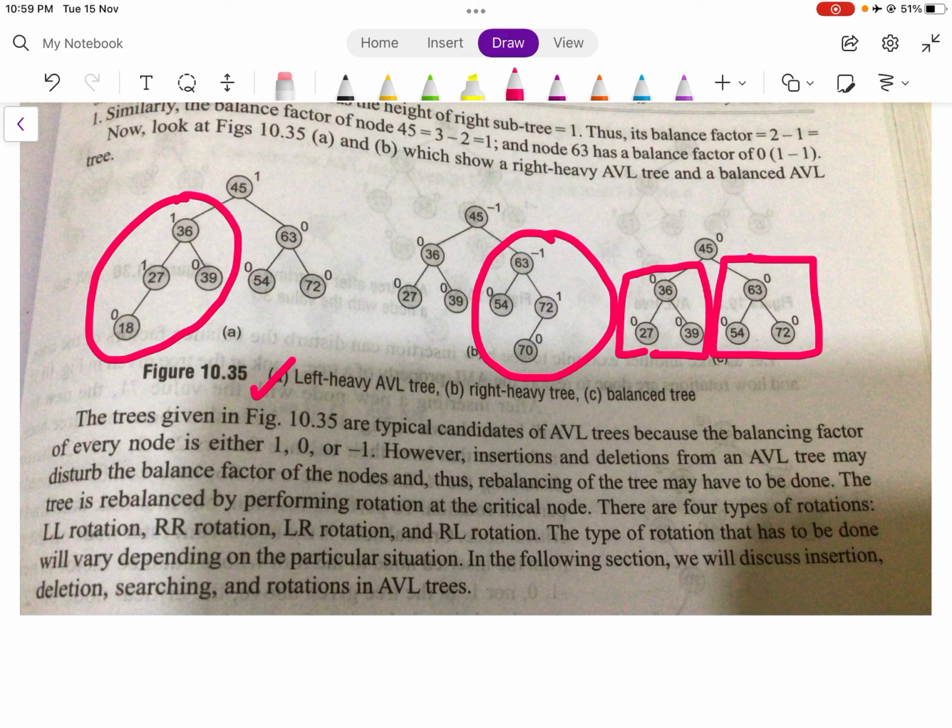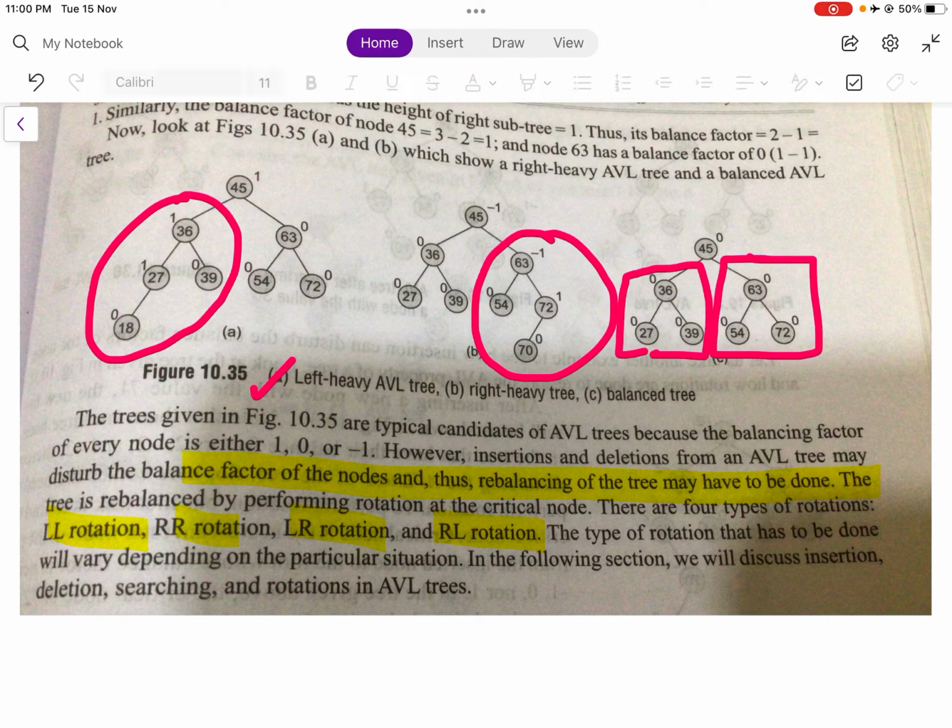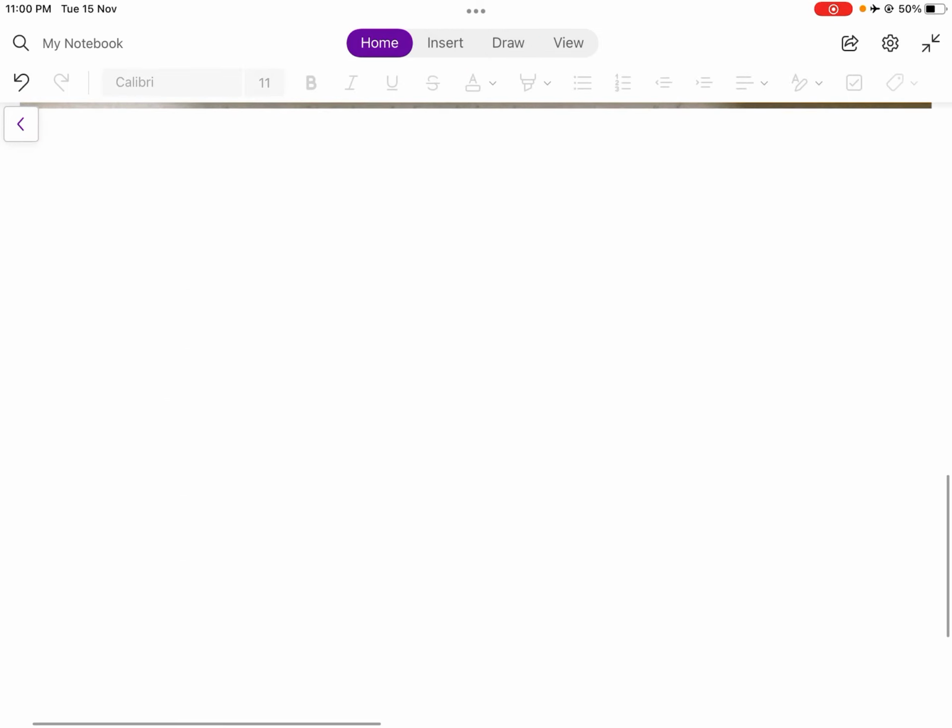The trees given are typical candidates of an AVL tree because the balance factor of every node is either 1, 0 or minus 1. However, insertions and deletions in an AVL tree may disturb the balance factor of a node and thus rebalancing will be needed. The tree is rebalanced by performing rotations at the critical node. There are 4 types of rotations: left left, right right, left right and right left rotation. The type of rotation to be done varies depending on the particular situation. In the following section, we will discuss insertion, deletion, searching and rotations in an AVL tree.